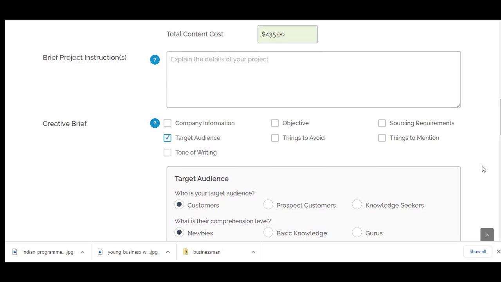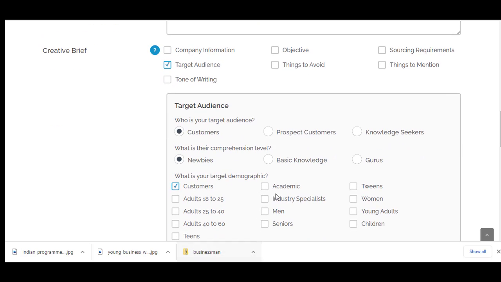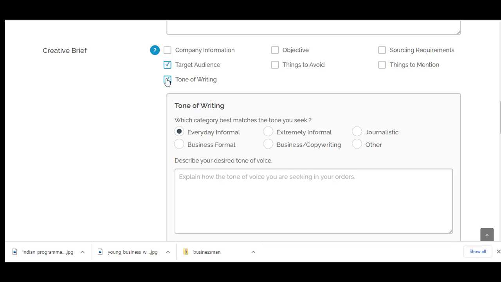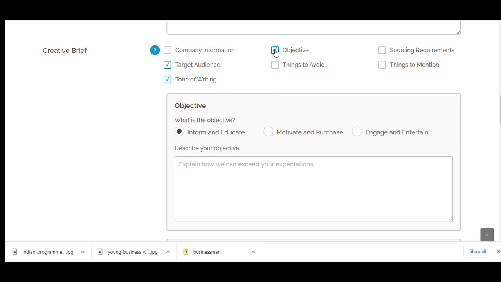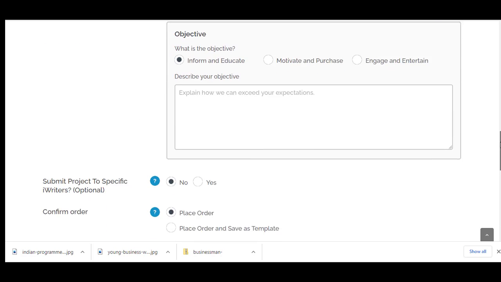What is the kind of information? What is your target audience, right? You can pick by age here, all the details, the tone of writing. Do you want something informal? Do you want more business writing, journalistic? What is the objective? If you want to inform and educate, motivate and purchase. So here you get the point. You can really narrow down exactly. You can really be specific in what you're looking for.